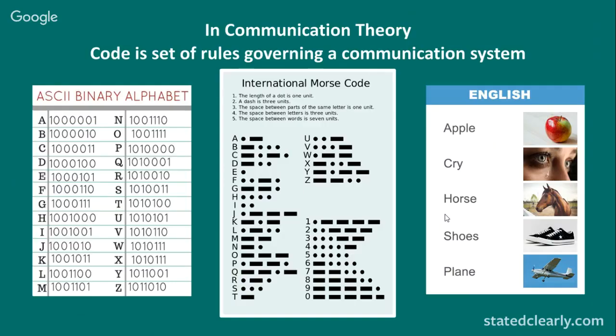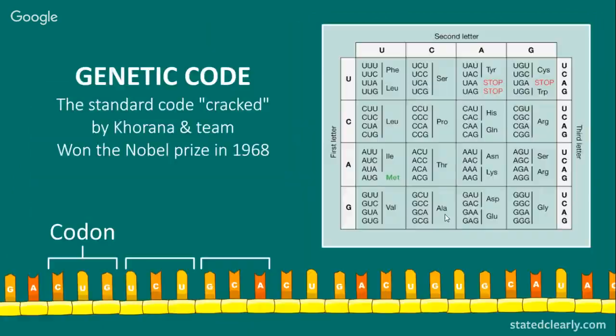Just to summarize things, especially because I think a lot of people came here late. A code is a set of rules governing a communication system. These are all different examples of codes here. English is a language. It's a special type of code that linguists like to study, but it really is a code. It's a type of code. And there's the genetic code.